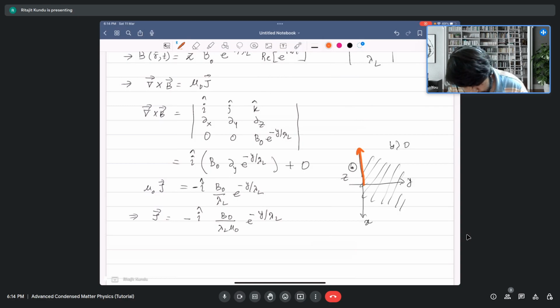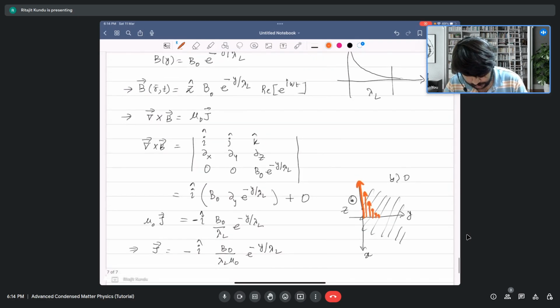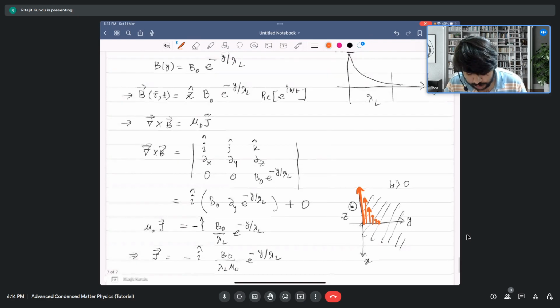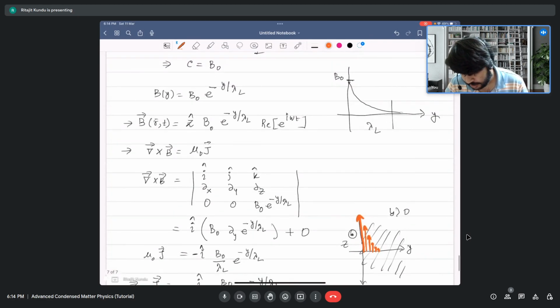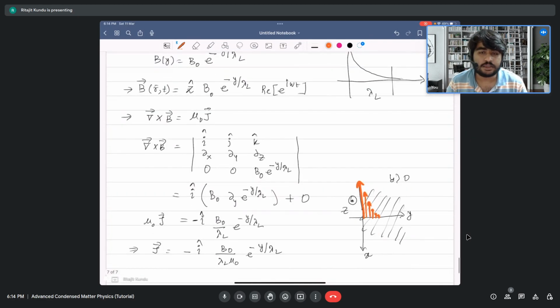and as you go inside the bulk, it will exponentially decrease, and at some length lambda L it will just become 0. So that is how the current looks. It's very laminated on the surface. All right, so this gives a complete kind of picture of how the magnetic field and the current actually look.